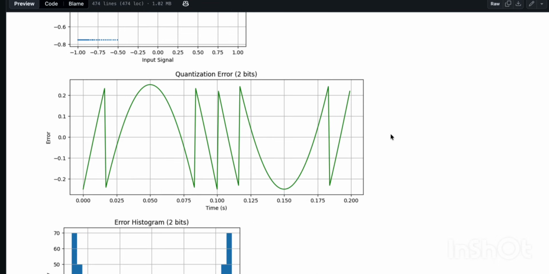Quantization error. This graph shows the quantization error over time. The error is simply the difference between the original signal and the quantized signal. Notice that the error remains very small. As the number of bits increases, the error decreases because the quantized signal becomes closer to the original signal.